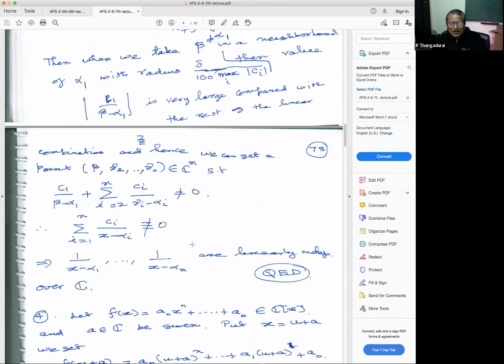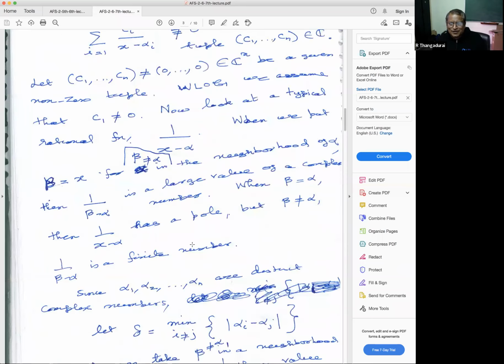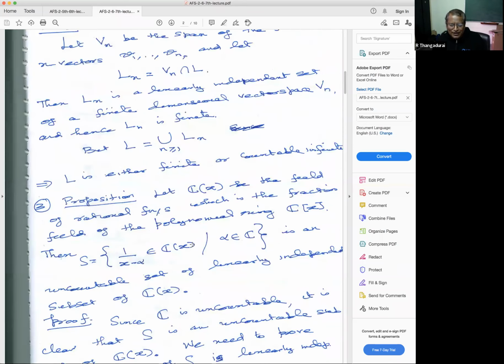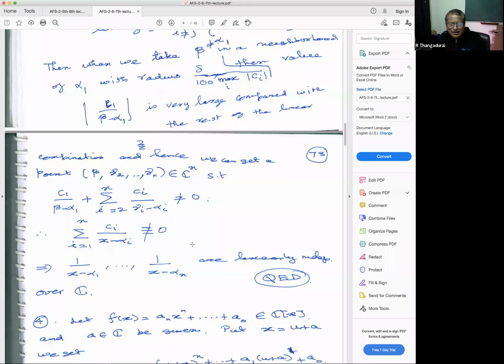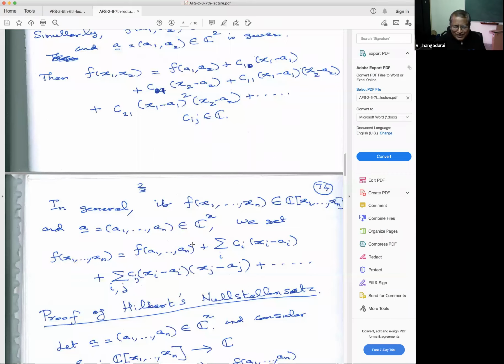Up to this, do you have any doubt? Because we are going to get into the proof of Hilbert's Nullstellensatz. Anybody knows what this weird name is? People must be knowing already. Of the zeros, something of the zero. Hilbert's zeroth lemma: Satz means lemma, and Nullstellen means zeroth.